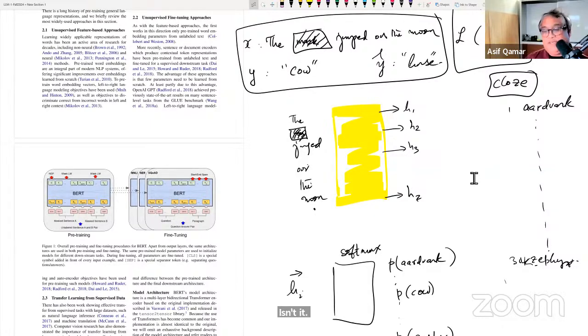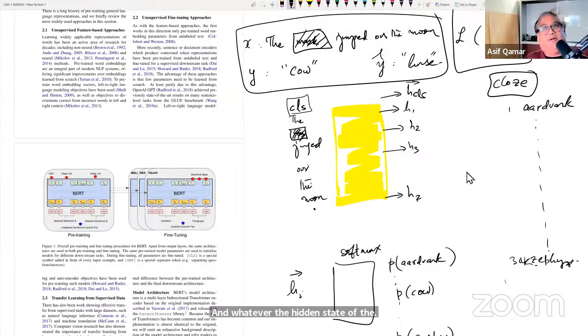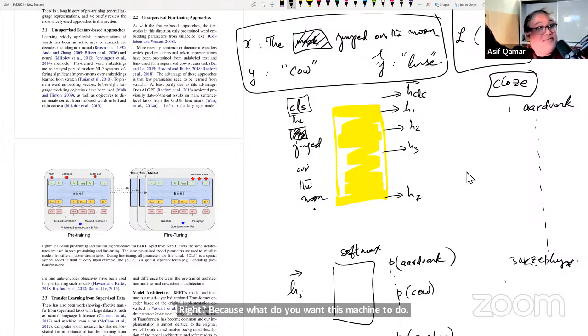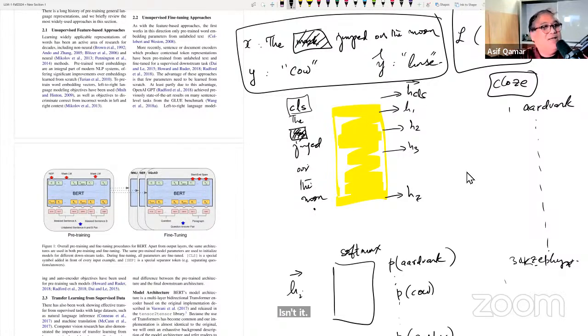So what I can do is say, let's always prefix a special token, and whatever the hidden state vector representation of that token is, we will feed that into the softmax. That is the CLS token. It is called CLS for a very obvious reason, because CLS is a short form of classifier. What do you want this machine to do? Predict what word it was. It's a classification task, isn't it? That's why the token is called the CLS token. Is it all making sense now?